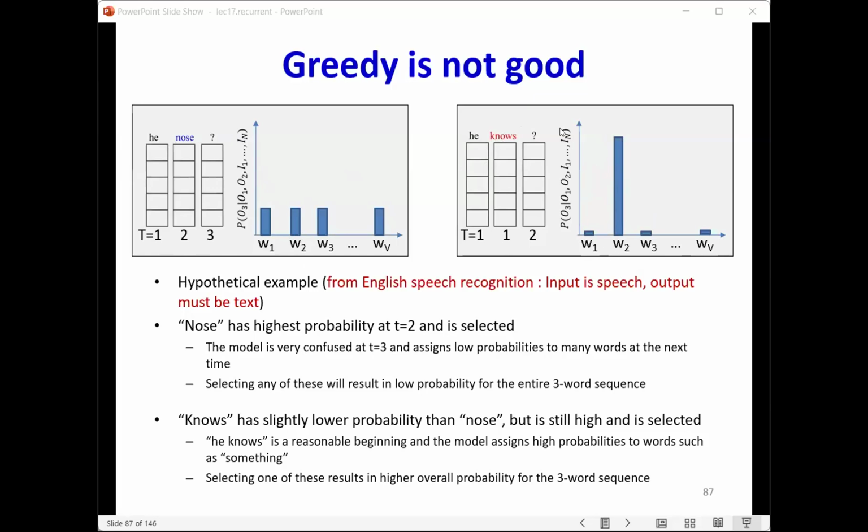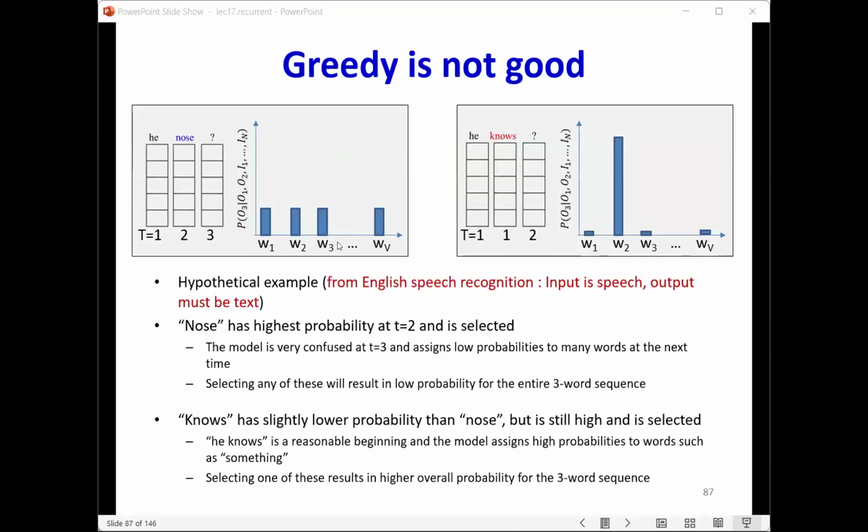And so choosing that word is going to give you a higher overall probability for the three-word sequence than in the first case, even though the second word was less likely than the second word here. Is that making sense? This example over here. Okay.